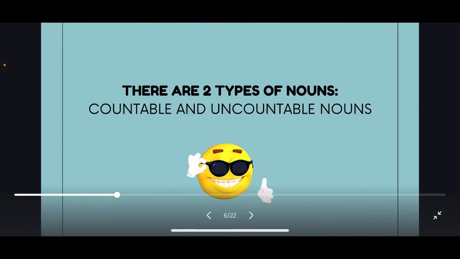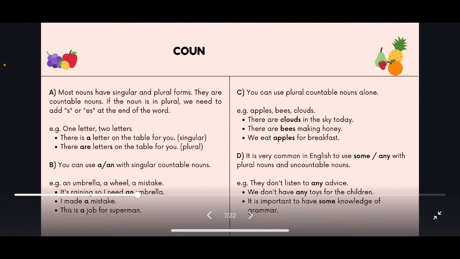Well, there are two types of nouns. The countable nouns and the uncountable nouns. So we're going to start with the countable nouns, right? Most nouns have singular and plural form, and they are countable nouns. If we want to make the noun into a plural form, we need to add an s or es at the end of the word to make it plural.